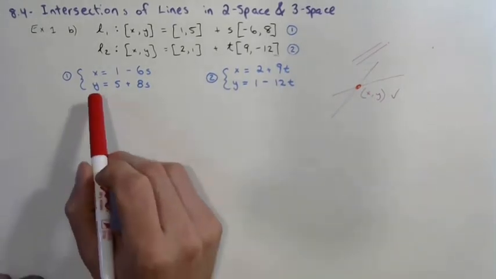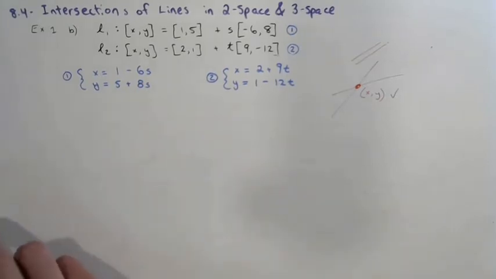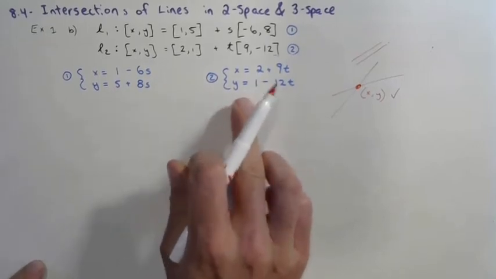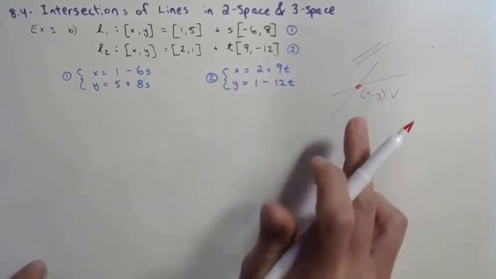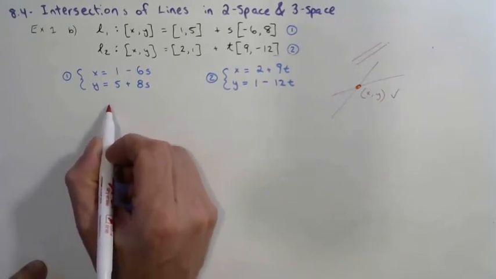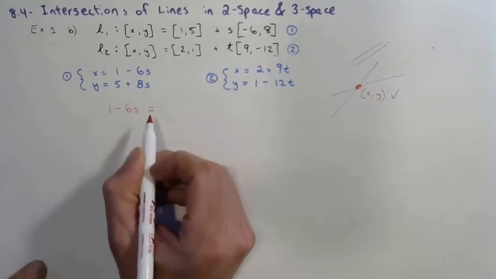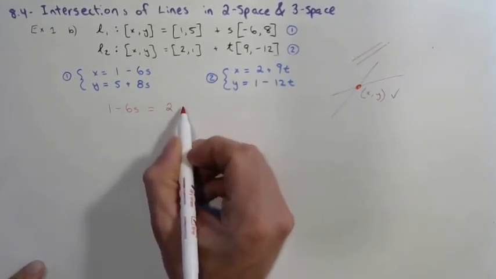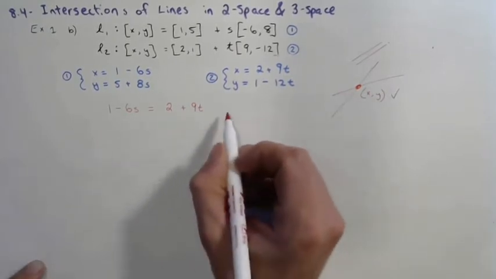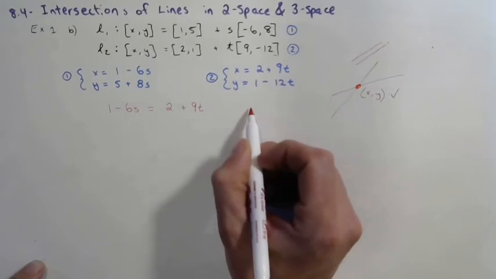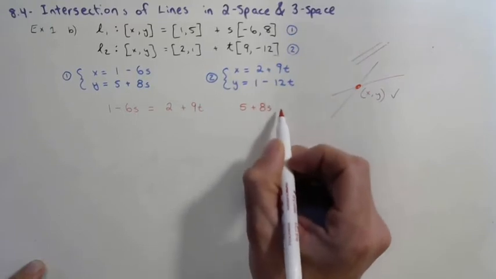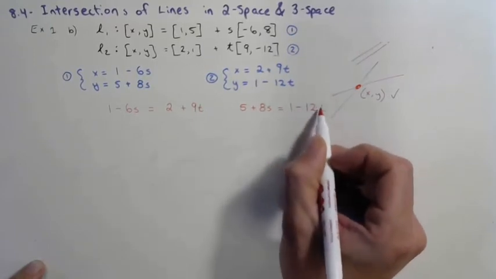Well, now I've broken it up into its parametric equations, and I've just explained that if we can get this x to equal that x and this y to equal that y, then we have found a solution. So that's what I'm going to do. I'm going to equate the x and y variables. So when I equate the x's, we get 1 minus 6s equals 2 plus 9t. And we have, do my second equation over here, the y's. If I equate the y's, I get 5 plus 8s equals 1 minus 12t.